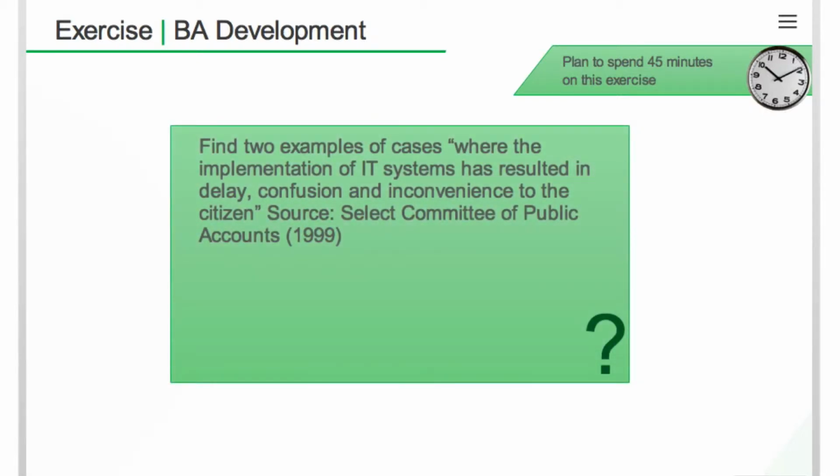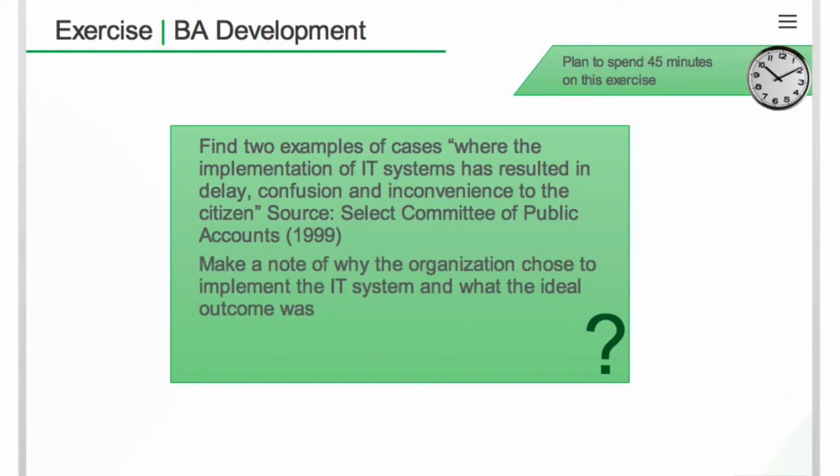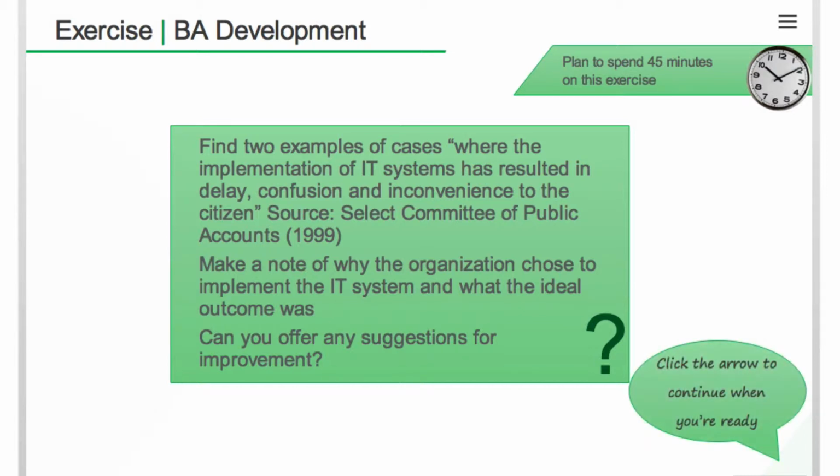Firstly, find 2 examples of cases where the implementation of IT systems has resulted in delay, confusion, and inconvenience to the citizen. For example, you may be aware of a recent UK government means-tested benefit initiative. Feel free to also use your own experience if it's relevant. Then make a note of why the organization chose to implement the IT system and what the ideal outcome was. Can you offer any suggestions for improvement? When you're ready, click the Next button to move on.